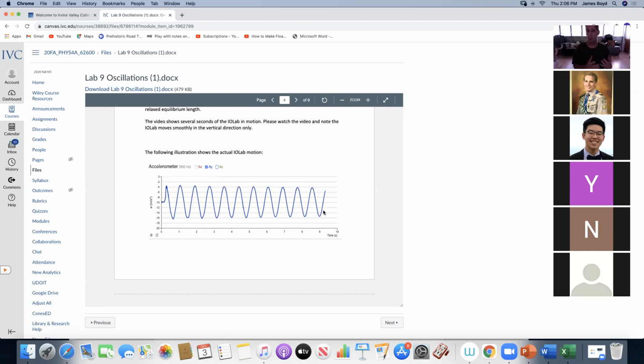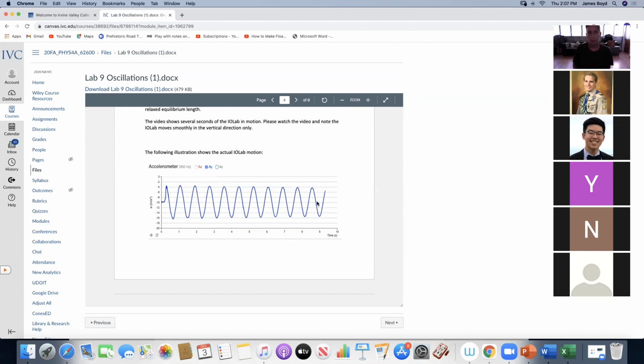So if you want to do your own data, that's okay, and you include this graph, but you don't have to, or actually don't do your own data. I think I originally was going to let people do their own data, but don't do it, because I gave you the data for this. But what you see here is the acceleration of the IOLab. Now keep in mind, the IOLab was going up and down in the Y direction.